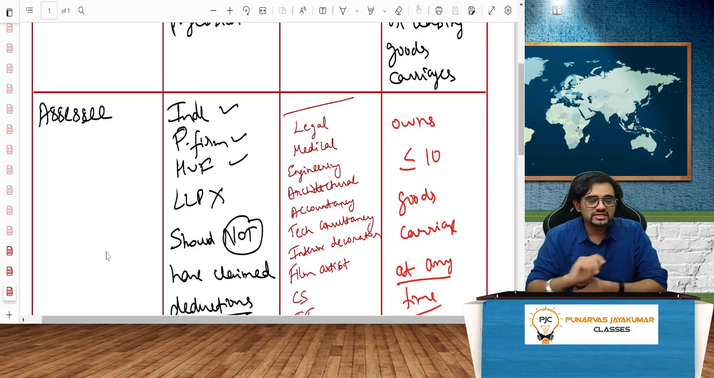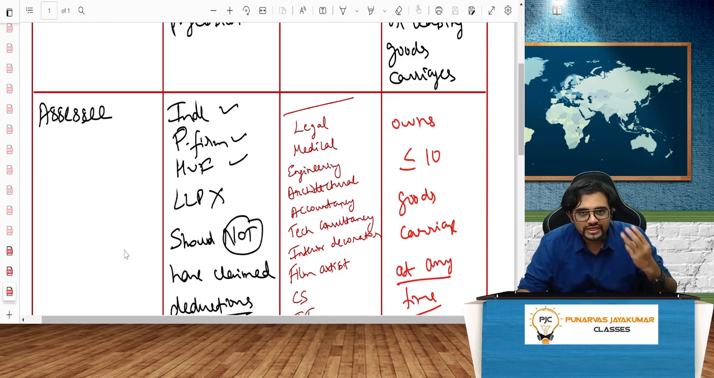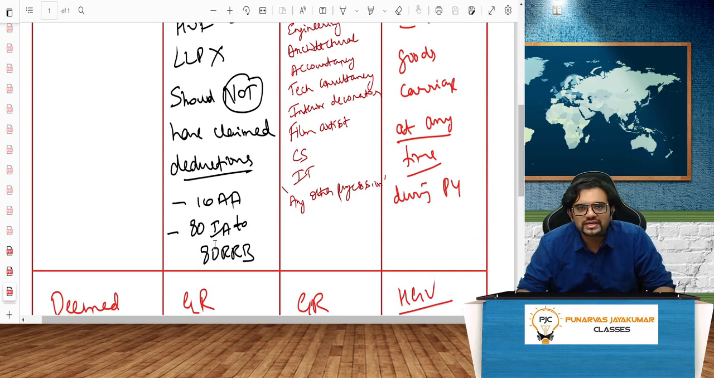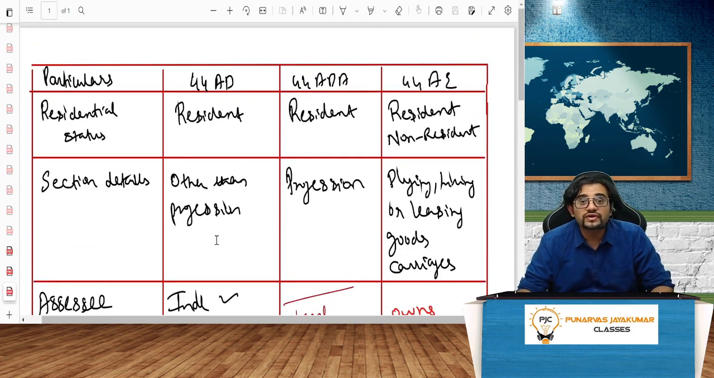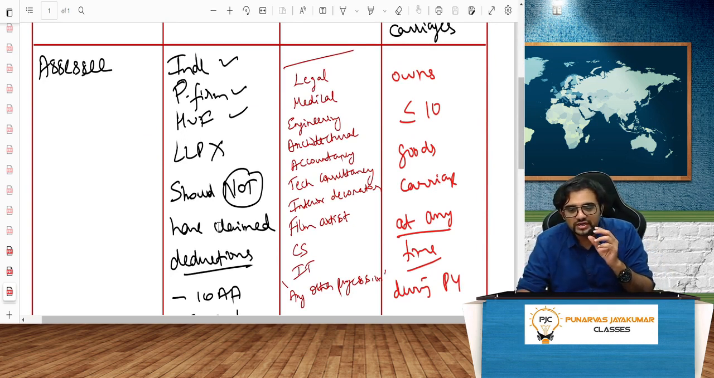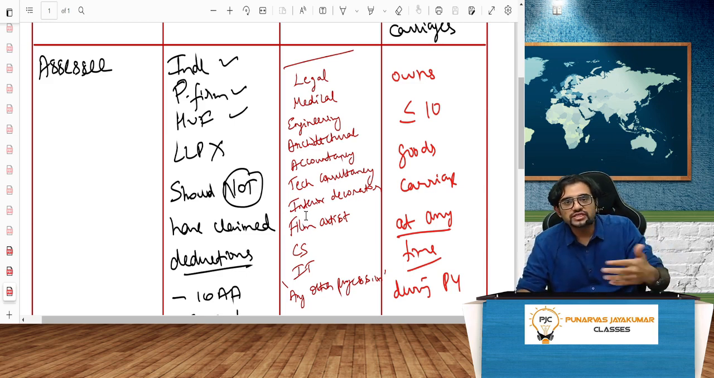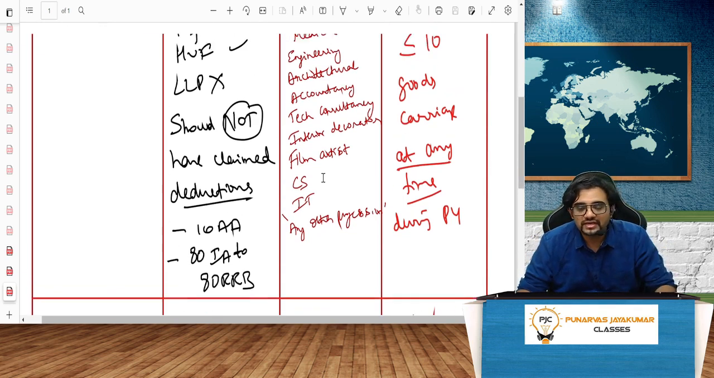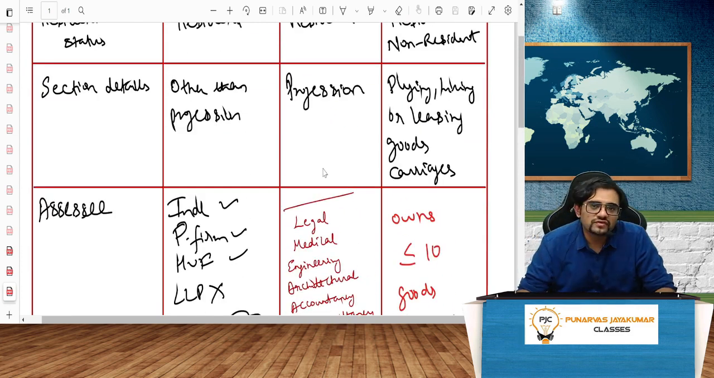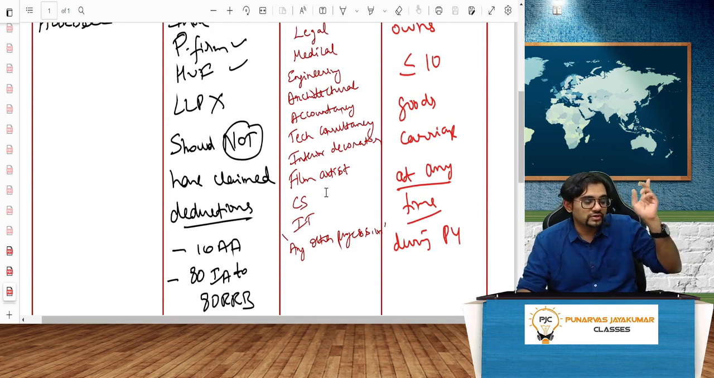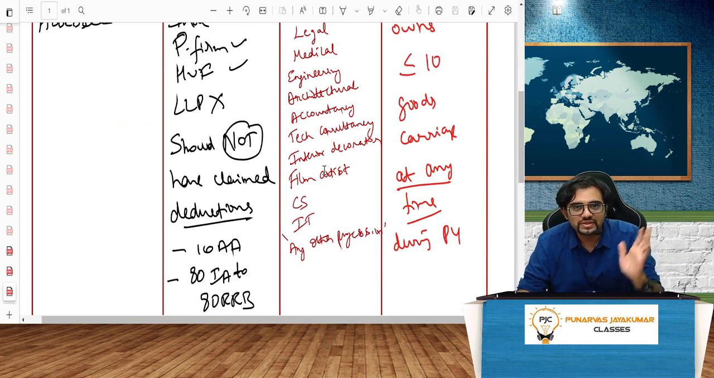So here, the assessee can be an individual, partnership firm, or HUF; LLP is not covered. Okay, and should not have claimed deductions under 10AA and 80IA to 80RRB. These are the simple conditions. Whereas for 44ADA, profession will be what? Legal, medical, engineering, architectural, accountancy, technical consultancy, interior decorator, film artist. Film artist will include everybody, not just the actor, even your technician, director, all these people. Then company secretary, then information technology, any other profession as the CBDT may notify from time to time. Here, in plying, hiring and leasing of goods carriage, you have anybody who owns less than or equal to 10 goods carriages at any point of time during the previous year, right?